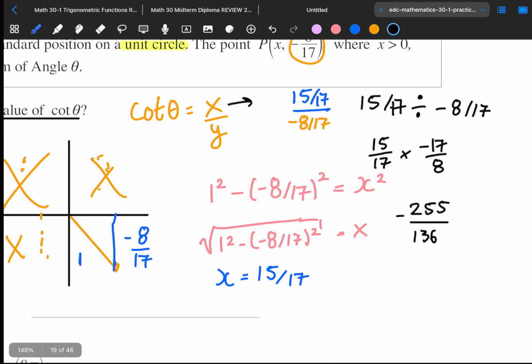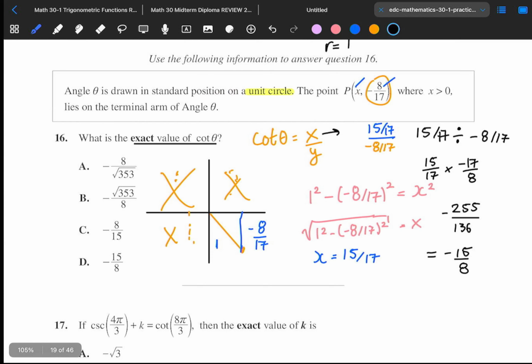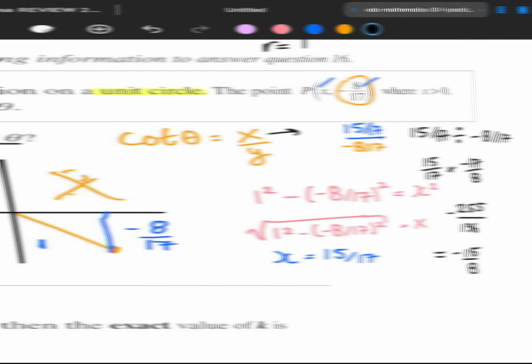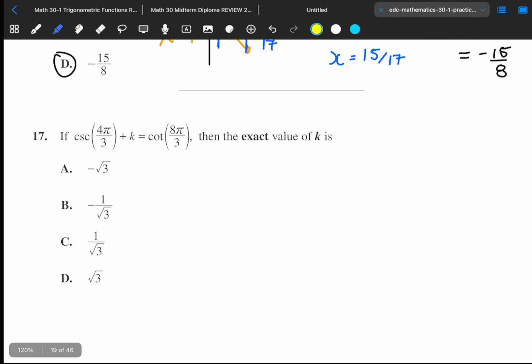And this should simplify down to negative 15 over 8. And if we look at our option choices here, 15 over 8 is going to be D. So now we have this question here. Cosecant of 4 pi over 3 plus k is equal to cotangent of 8 pi over 3.